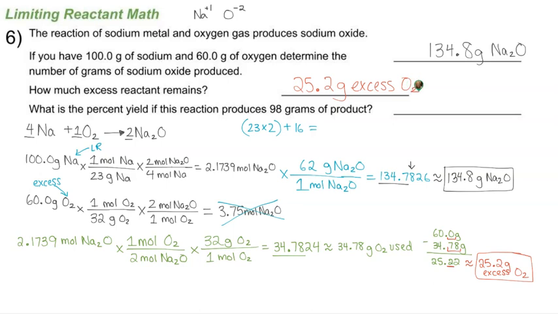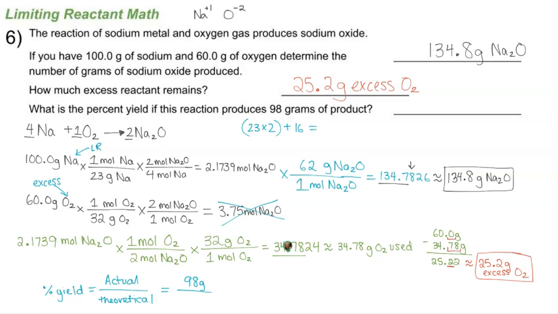And then last but not least, it asks us to calculate the percent yield of the reaction if we get 98 grams of product. And so we know that percent yield is equal to the actual yield, which always has to be given, divided by the theoretical yield, which we calculated. So the actual yield, it tells us, is 98 grams. And then our theoretical yield we calculated in part 1 to be 134.8 grams of sodium oxide.